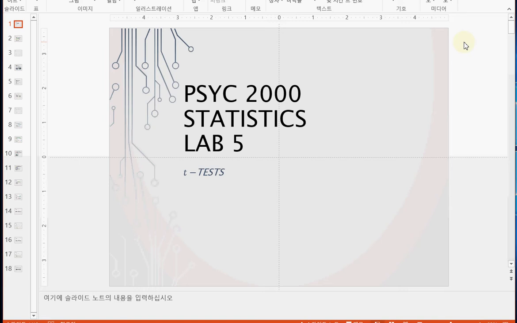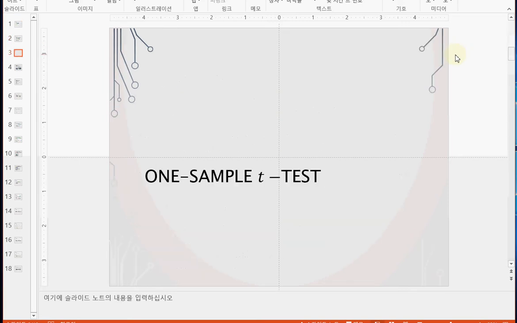Well, in the last lab, we learned to implement the z-test. Z-test is commonly used when we know the population standard deviation, whereas t-test is commonly used when we don't know the population standard deviation. So now let's start with the one sample t-test.